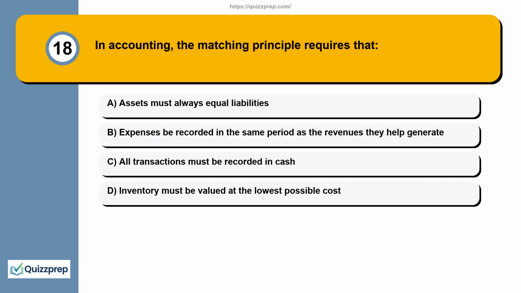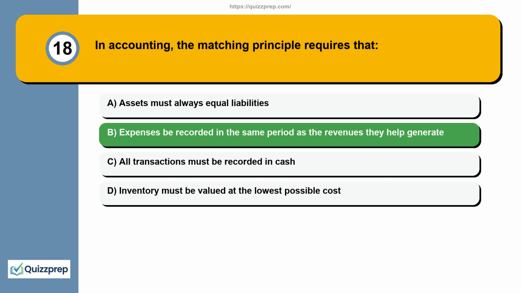Question 18. In accounting, the matching principle requires that. Here are your options. Option A. Assets must always equal liabilities. Option B. Expenses be recorded in the same period as the revenues they help generate. Option C. All transactions must be recorded in cash. Option D. Inventory must be valued at the lowest possible cost.